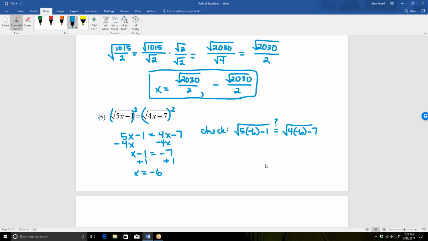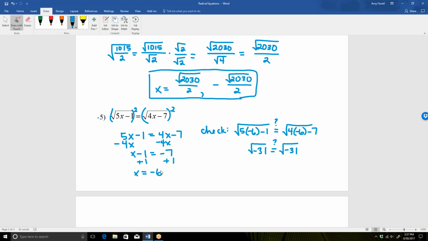And I'll put a little question mark there because we're not sure if those are going to be equivalent or not. So underneath the first square root, I get negative 31. Under the second square root, I also get negative 31. Now, technically, the square root of negative 31 does equal the square root of negative 31. But we have a problem because the square root of negative 31 is not a real number.